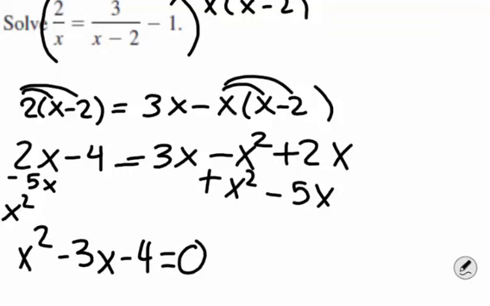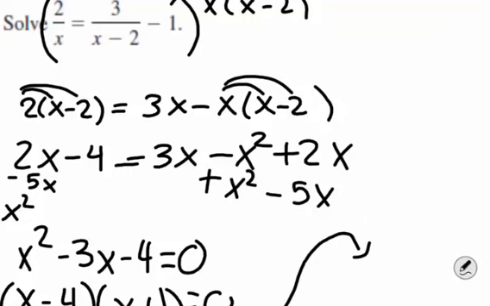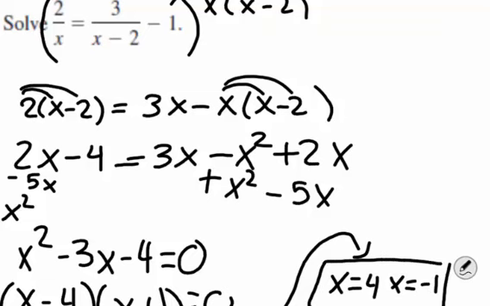So now we can factor this thing. Two numbers that multiply together give me -4, but add up to be -3 are -4 and +1. So our two solutions are x equals 4 and x equals -1. So make sure we don't have any issues like making our denominator 0, which we don't.